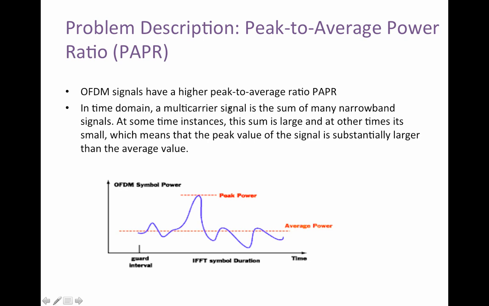OFDM signals have a large peak to average power ratio, PAPR. The reason it has a high PAPR is that in the time domain a multi-carrier signal is the sum of many narrowband signals. So at some time instances this sum is large, and at other times it's small, which means that the peak value of the signal is substantially larger than the average value. We can see this in this figure as well.